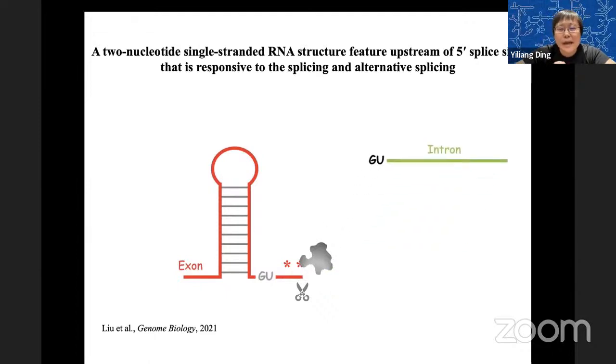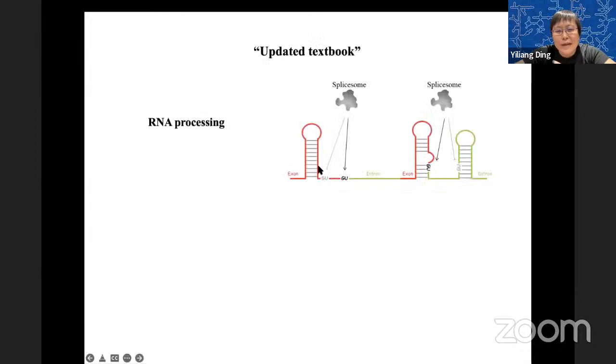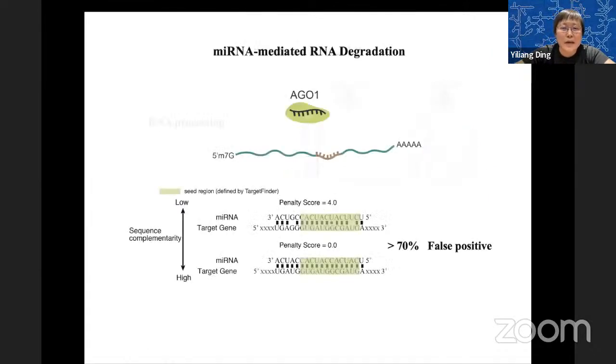So based on this case study, one of discovery, we know that pre-mRNA do have a certain structure, and these structure features are very important for splicing. So now let's move to microRNA mediated RNA degradation. We know that this pathway is the major RNA degradation pathway in plants.